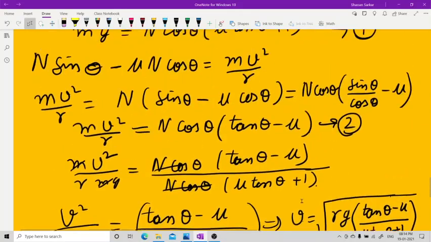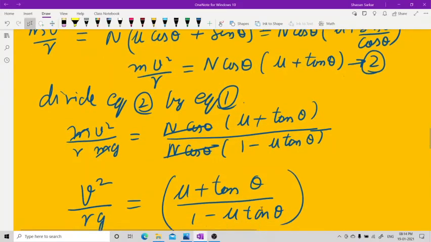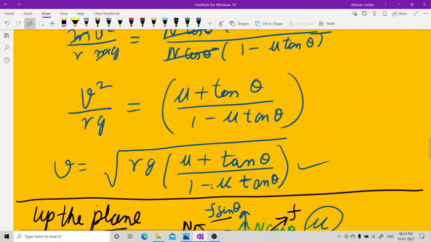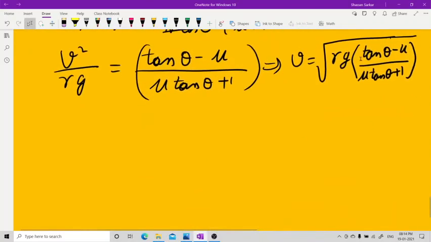Now let's see what did we see there? We saw, yes, here it is: plus on the top and a minus on the bottom. This is the only change. So you have to be very careful about what they have asked. They have asked up the plane or down the plane.